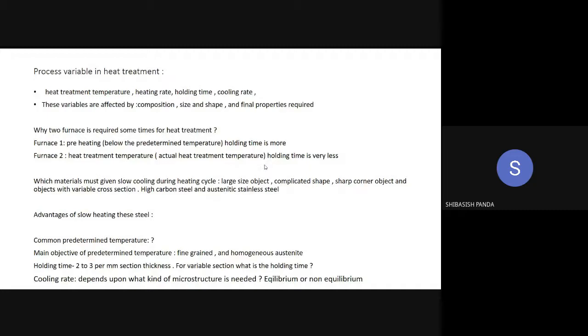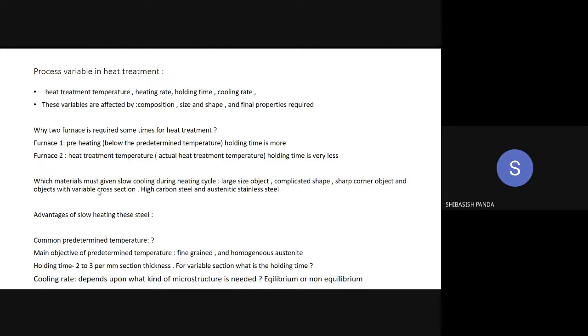Yes, sir. So that means if we are using two different furnaces for heat treatment, we can minimize the holding time at high temperature. Since the holding time is minimized at the high temperature, obviously the grain will not become coarser and the sample will not become oxidized, because the higher the temperature, the more the oxidation and corrosion. Fine. I think you people have understood.